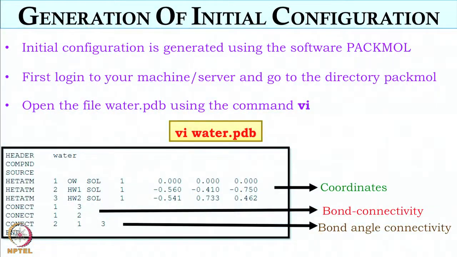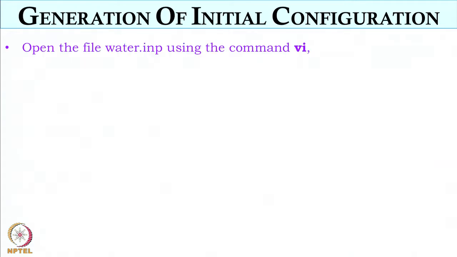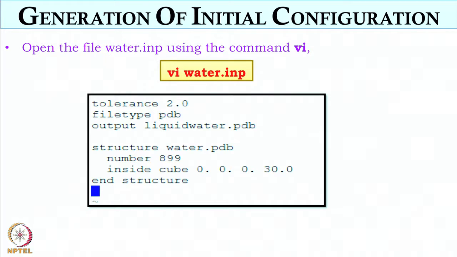Okay, so now we have the water.pdb file, and now we have to put it in a box. So we have to define the box length, how many water molecules are to be put in, and what is the name of the output file. All these are contained in the INP file. The INP file is an input in PACKMOL. So you can open the file water.inp using the command vi. vi water.inp will give you a file like this.